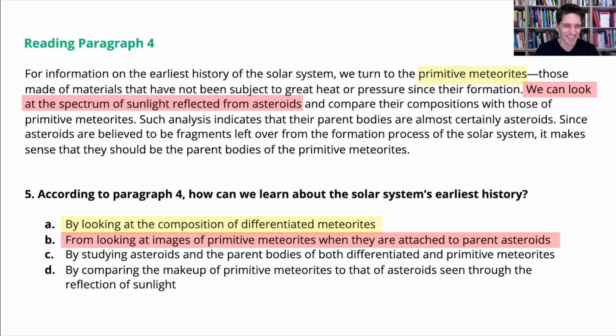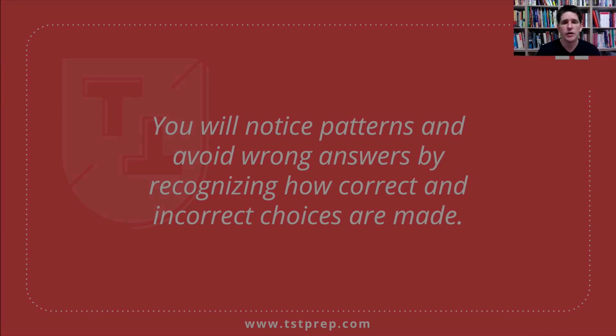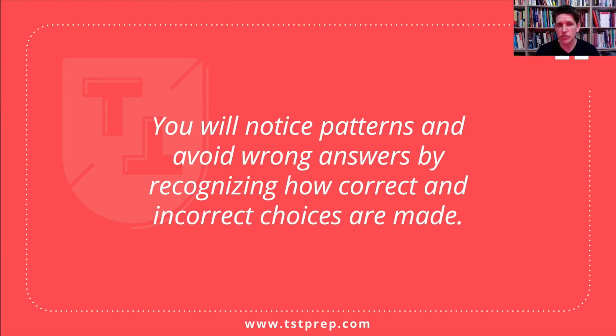Paragraph, paragraph, paragraph. B, from looking at the images of primitive meteorites when they are attached to parent asteroids, we can look at the spectrum of sunlight reflected from asteroids and compare their composition. So they never say that they look at the images from primitive meteorites, even though they do compare. They don't say they look at the images, so it's not mentioned, so we can't say that B is correct. So this is an example of making an incorrect choice that's not mentioned.